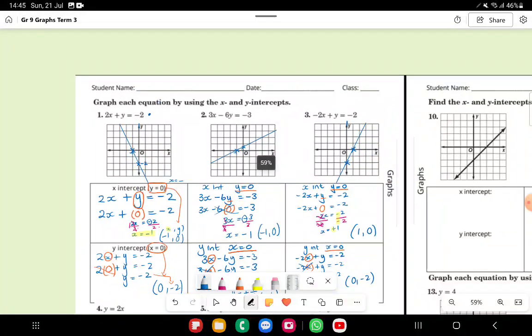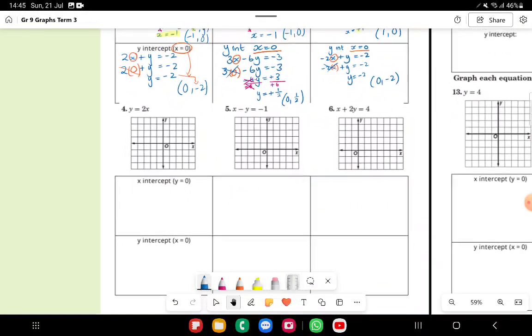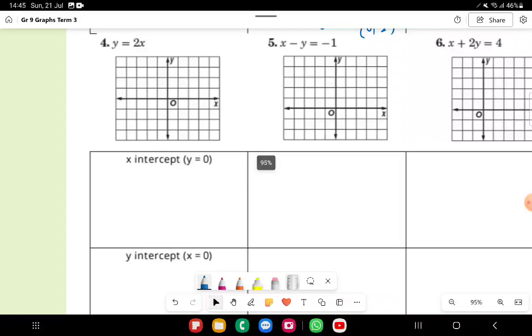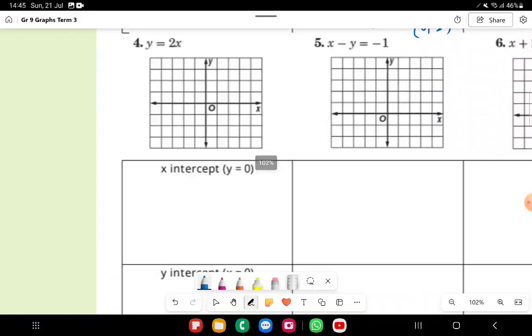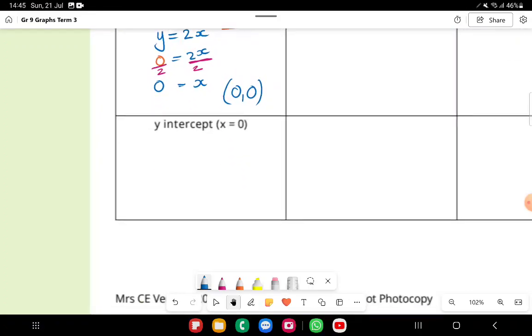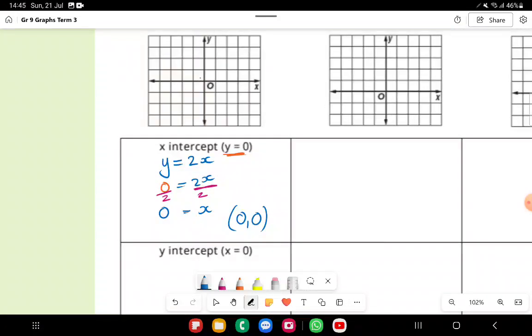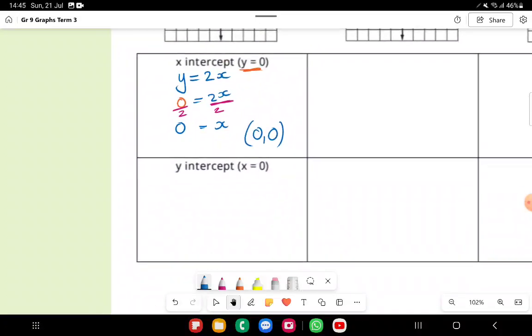So those are the first 3 questions. Now let's look at question 4. Same thing, we just follow the steps. So x-intercept, y is 0, y equals 2 times x, y is 0, right? So 0 equals 2 times x. Get rid of this 2, divide by 2 on both sides. X is equal to 0. Coordinates are 0, 0. So if I go on there, it's going to be over there at the origin.